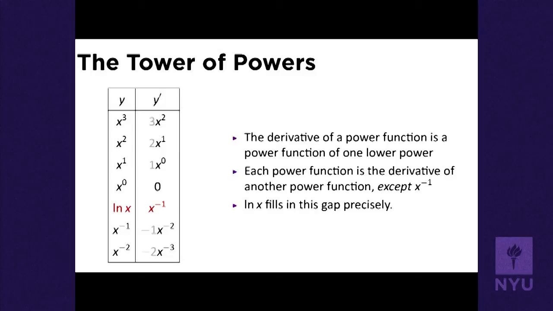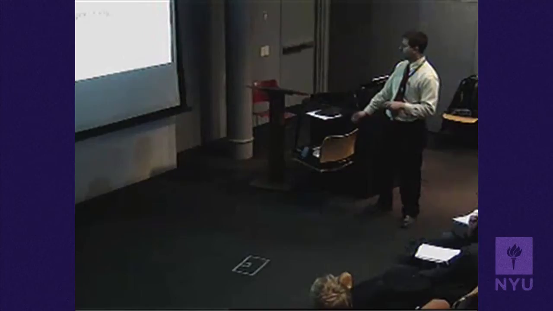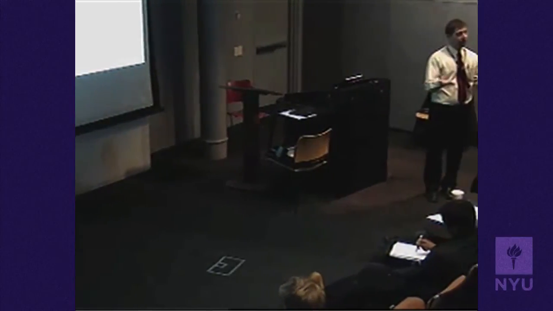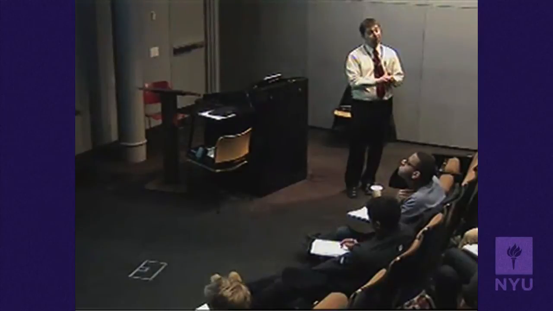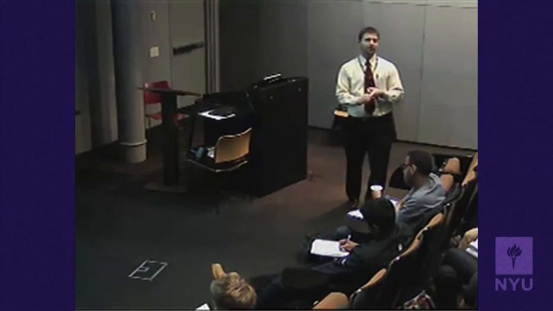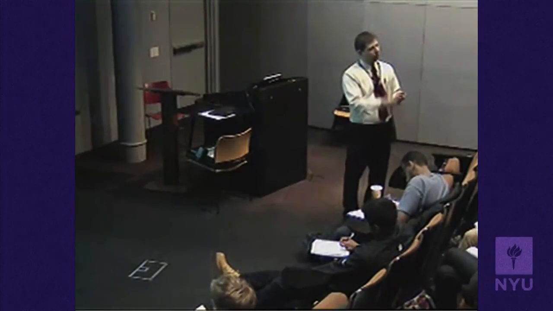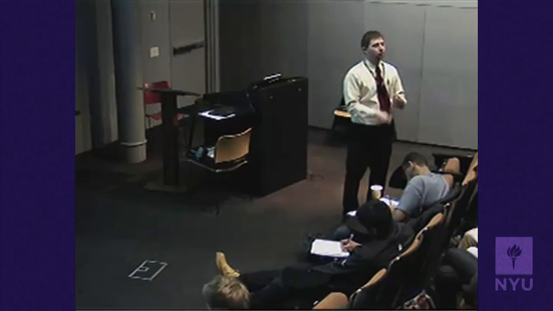All of these power functions decay because they're reciprocals of power functions up here. These all go to infinity. These all go to 0. Natural log fits right there in the middle of those. So that's why we care about the natural log function. It's the inverse of the exponential function, and it's the missing piece in the tower of power puzzle. Its derivative is 1 over x.